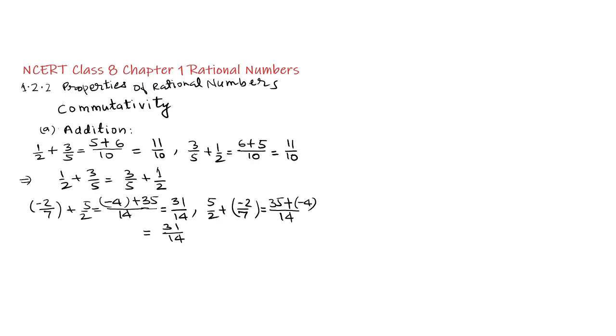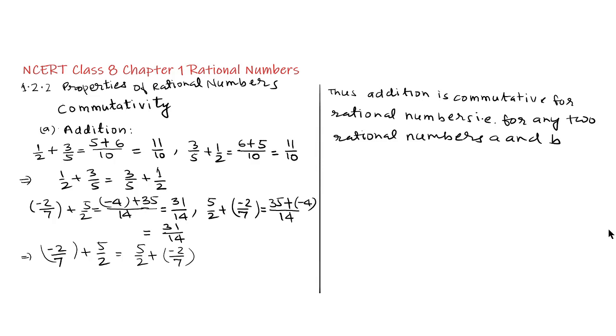So by changing the order, our result doesn't change. So we can write here, thus minus 2 upon 7 plus 5 upon 2 equal to 5 upon 2 plus minus 2 upon 7. And thus addition is commutative for rational numbers, that is, for any two rational numbers a and b, a plus b equal to b plus a. We check the commutativity for subtraction.